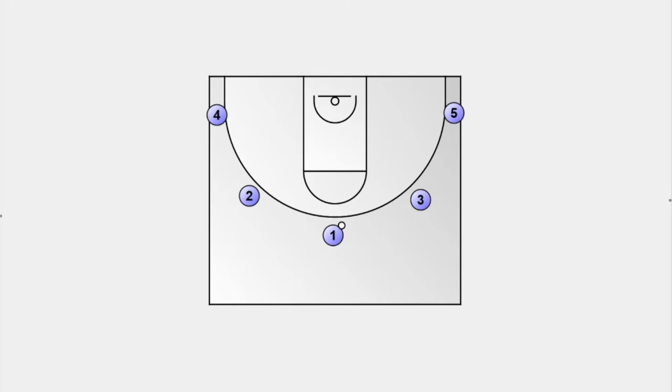Layer 7 introduces a variation of the fundamental passing and cutting concept from layer 1. Here, the passer executes a full cut through the nail, but instead of filling the opposite corner, the cutter has the option to set a back screen for any teammate on the perimeter. This offers a great alternative if the cutter can't fill an open spot.